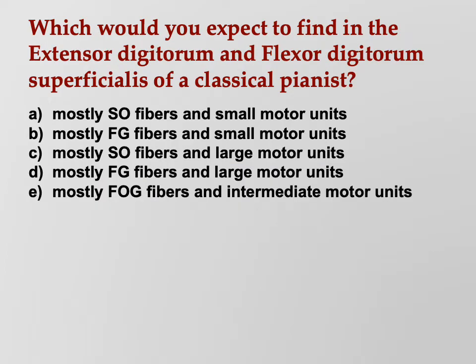So which would you expect to find in the extensor digitorum and flexor digitorum superficialis of a classical pianist? A, mostly SO fibers and small motor units; B, mostly FG fibers and small motor units; C, mostly SO fibers and large motor units; D, mostly FG fibers and large motor units; or E, which is the throwaway and isn't definitely the right answer. So what do you think? Classical pianists, what are they doing? Are they sitting there, just pounding at the keys with powerful movements, or are they using fine, delicate movements to tickle the keyboard, as they say? Yeah, so they would have mostly SO fibers and small motor units.